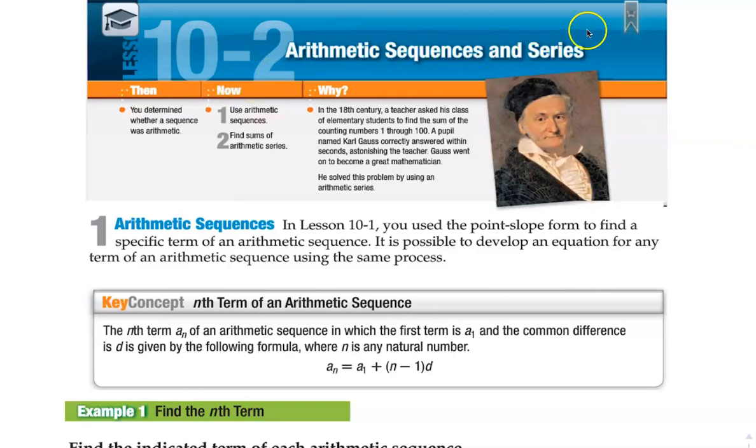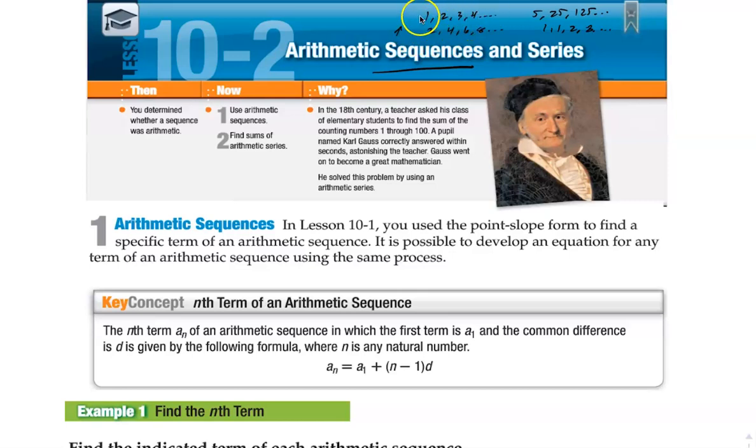Today's topic is arithmetic sequences and series. So first let's talk about what a sequence is. A sequence is any list of numbers. So 1, 2, 3, 4, dot dot dot; 2, 4, 6, 8, dot dot dot; 5, 25, 125; 1, 1, 2, 3, and so on. Any list of numbers is a sequence. Now, some sequences have a pattern, some do not.